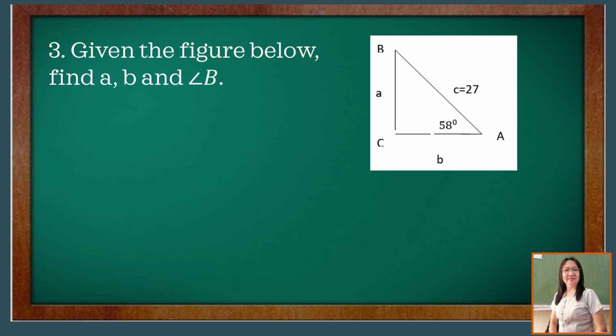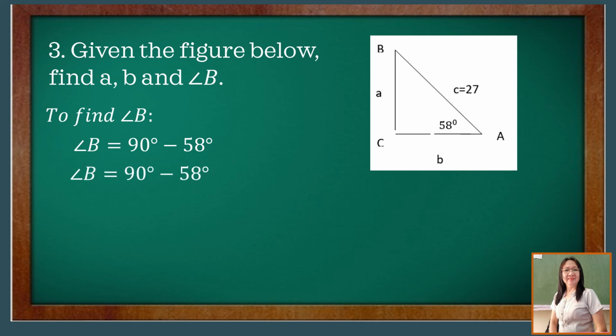And now, for the last one, to find angle B is equivalent to 90 degrees minus 58 degrees. So our angle B is equivalent to 32 degrees.